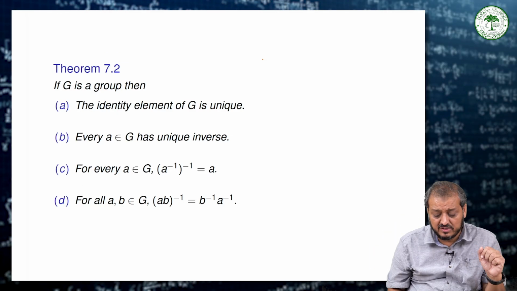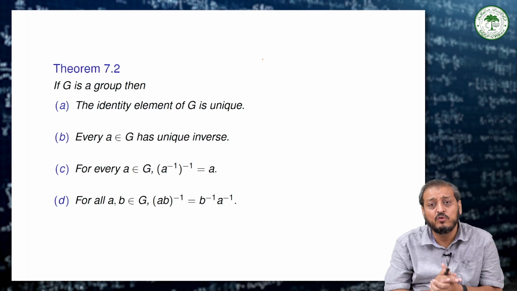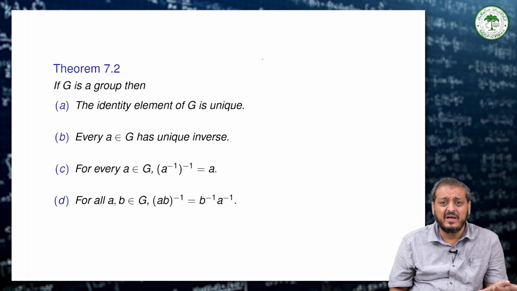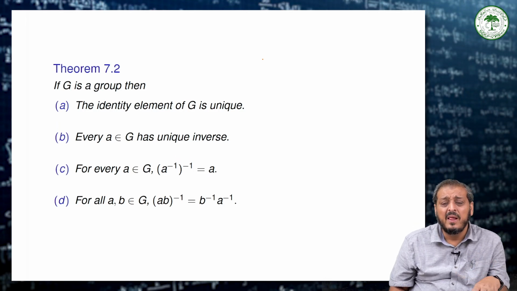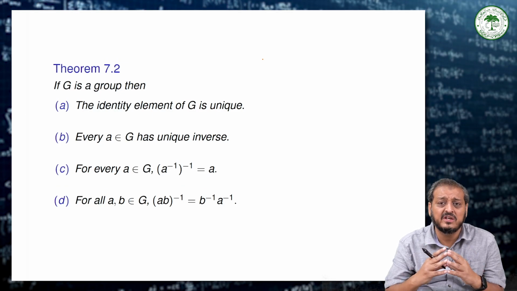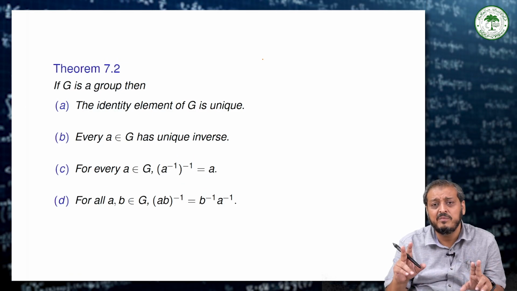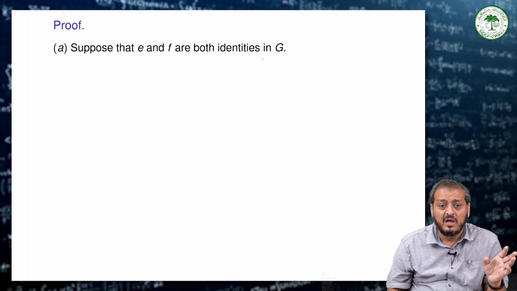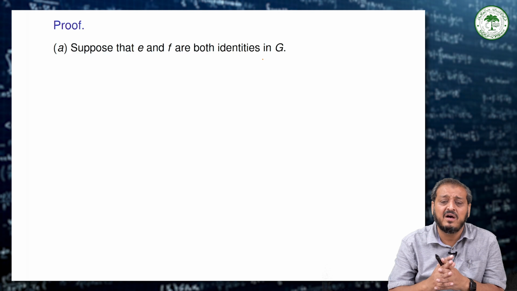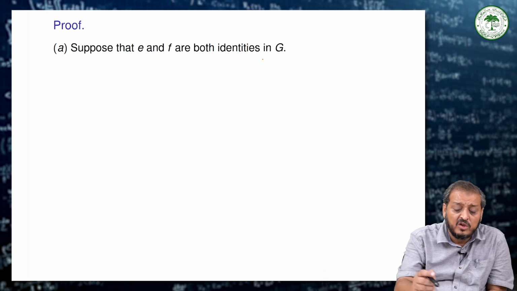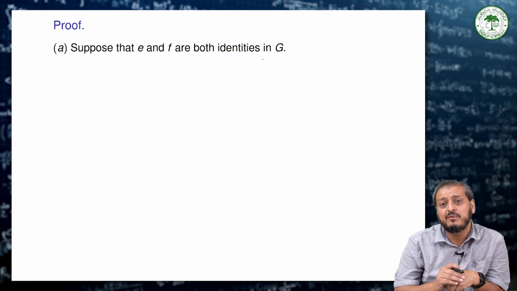We begin with the first one: we have to prove that the identity element of G is unique. The idea is very simple. To prove uniqueness, we take two different identity elements and then show that both elements are the same. Let us begin. Suppose E and F are both identity elements of G.